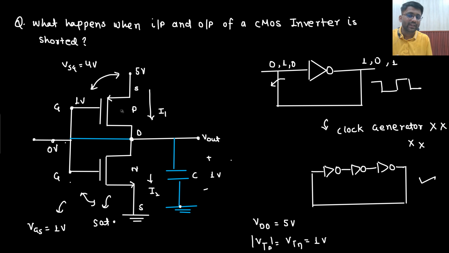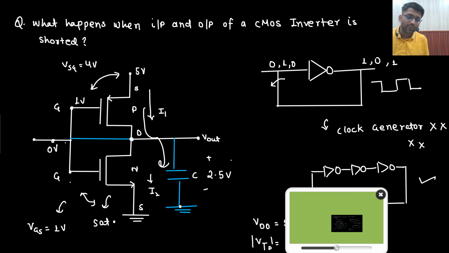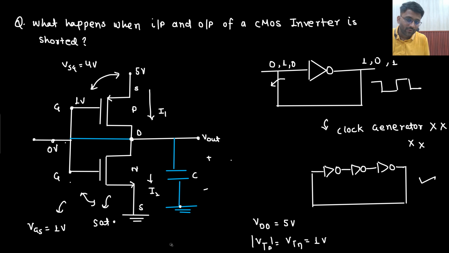Let's say both of the transistors are identical. Now let's say the capacitor has reached 2.5 volt. I am assuming both of the transistors are identical. So the capacitor will keep on charging from 1 volt to where will it go? Let's say after 1 volt it has gone to 1.2 volt.